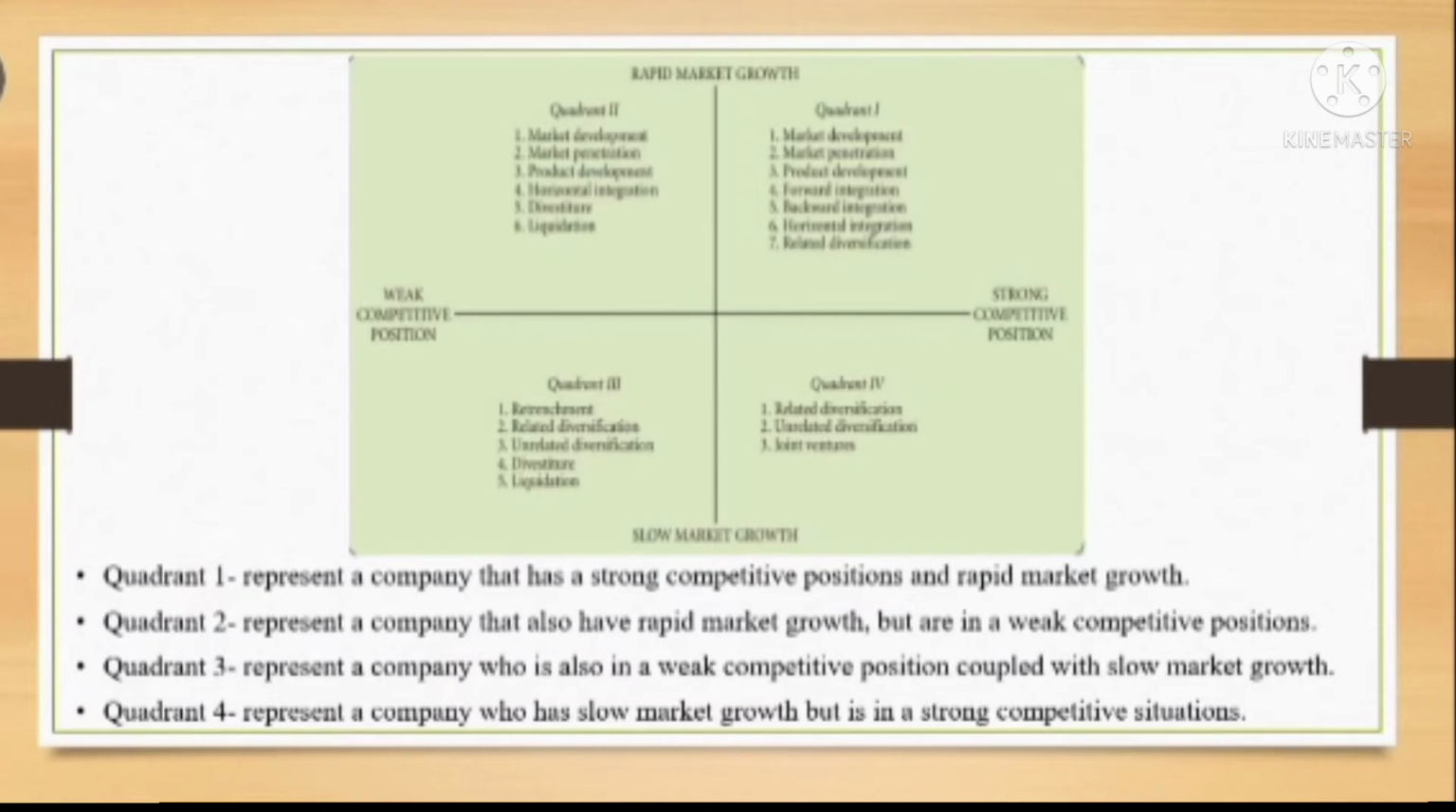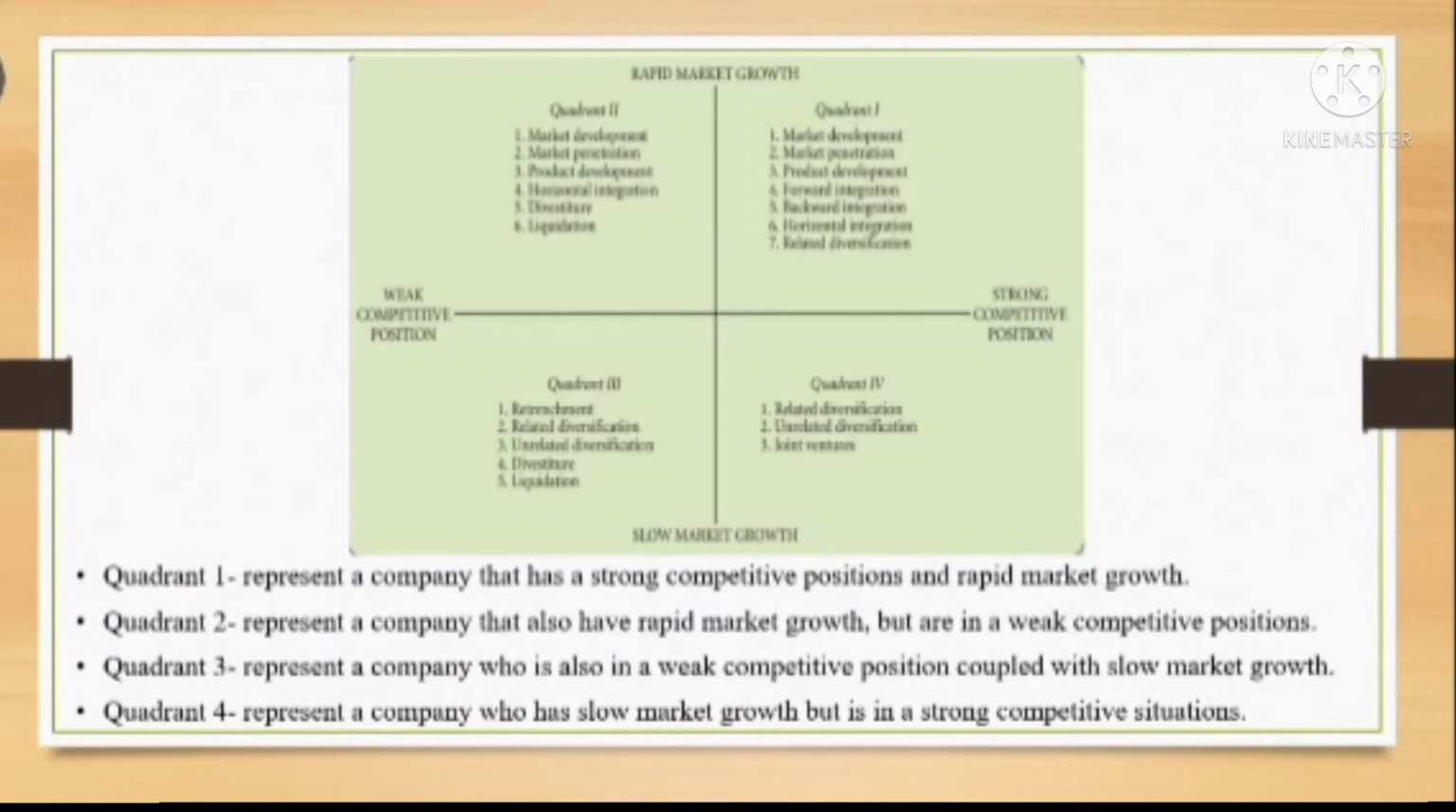Quadrant 3 represents a company who is also in a weak competitive position coupled with slow market growth. Means the company or business has a weak competitive situation and yung market naman ay mabagal na. This is a tricky position or may mga problema na. Maybe the company or business is not already doing well. So dito sa quadrant 3 ay hindi na maganda yung pagpapatakbo nila sa negosyo.